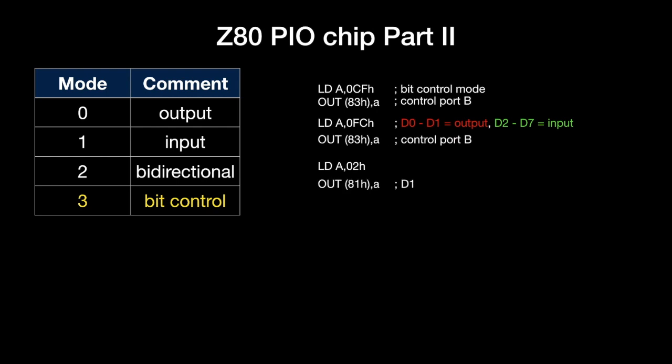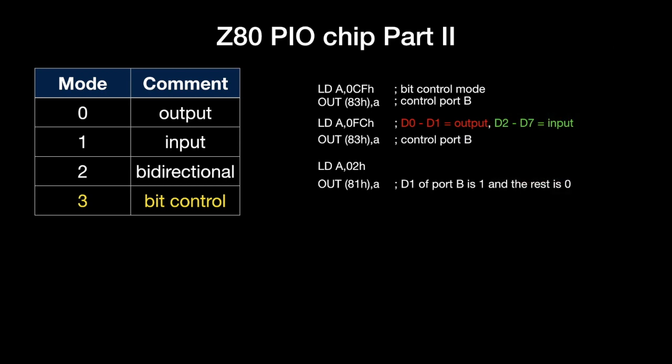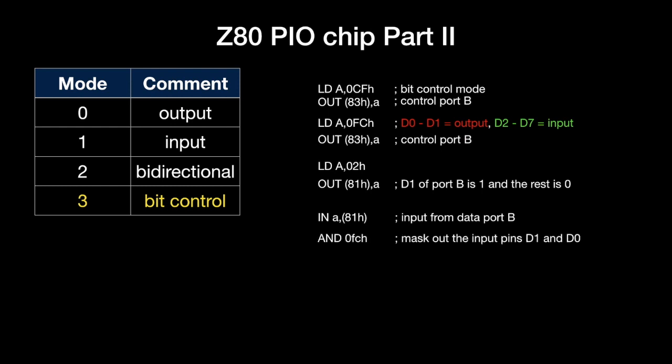To send a value, you do it like in the output mode, write it to the data channel. In this case, D1 of port B is 1 and the rest of the port is 0. 81, because 81 is the data channel of port B. And reading is also done over the data channel, but here we want to mask out the output ports, so in our case D0 and D1. With the AND, we filter out D0 and D1.